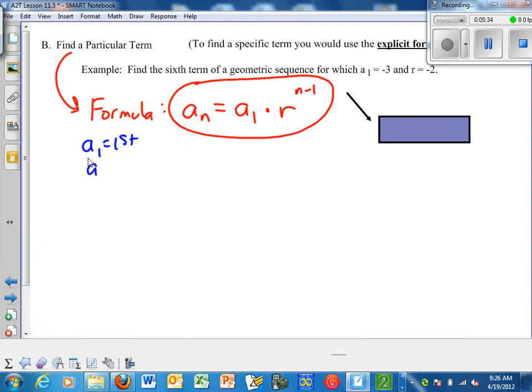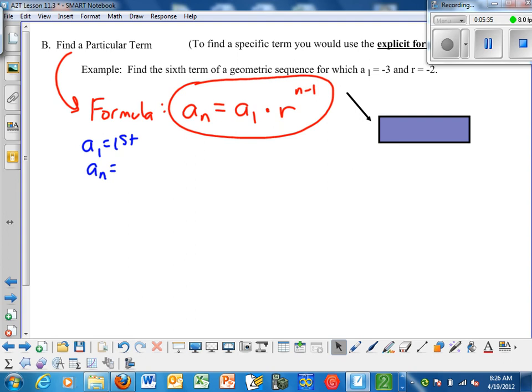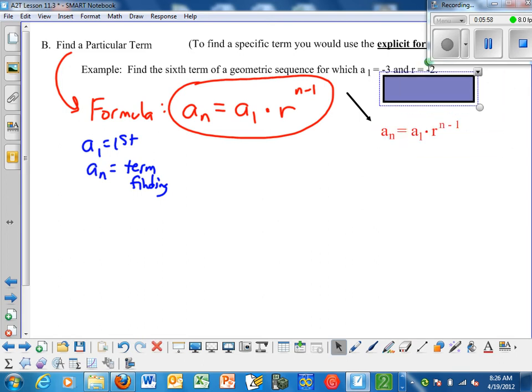A sub n is the term you're finding, or the last term. Like if I'm finding the sixth term, it would be A sub 6. N is the number of terms that you're finding. Okay, so here is that formula right there, the formula we're going to use.